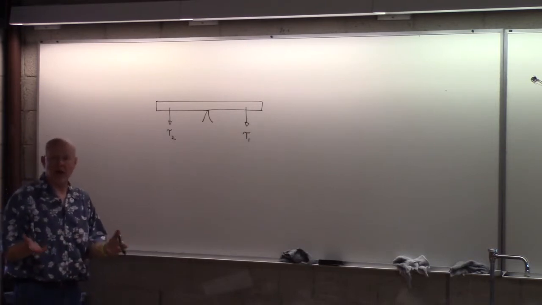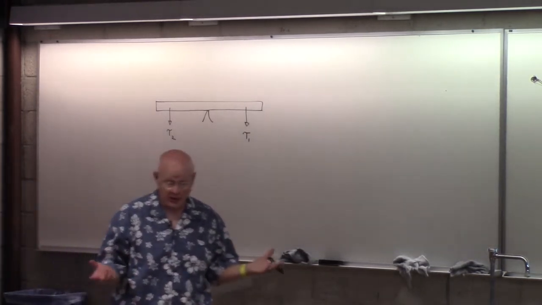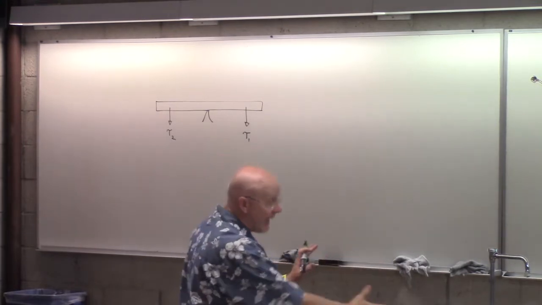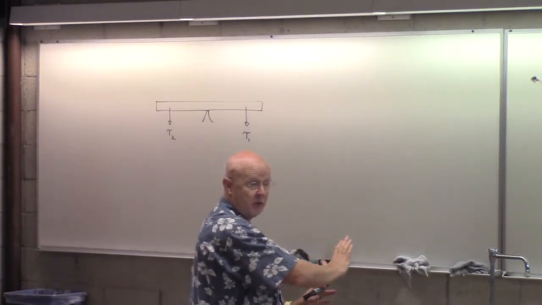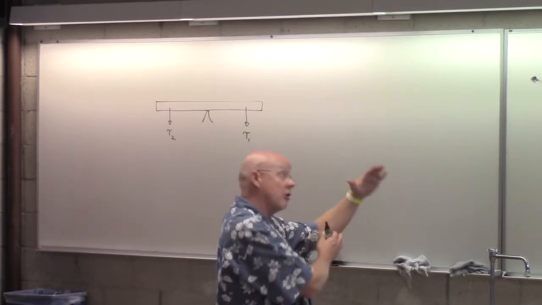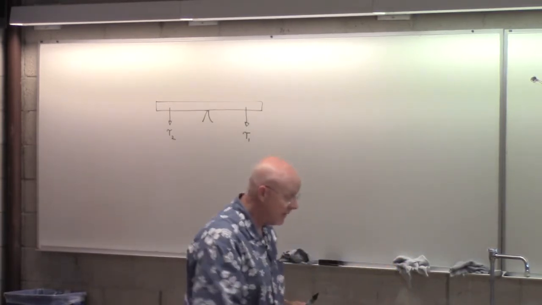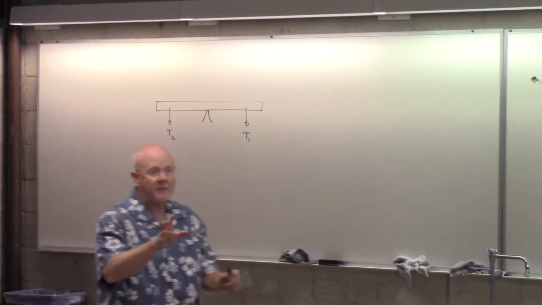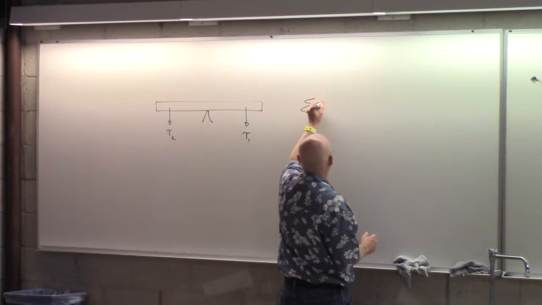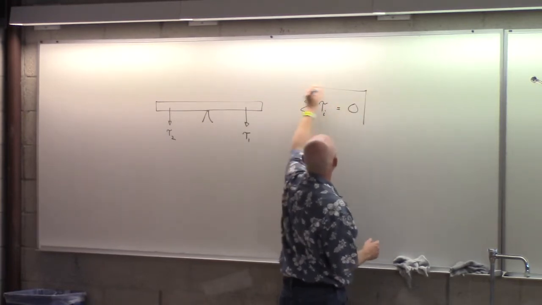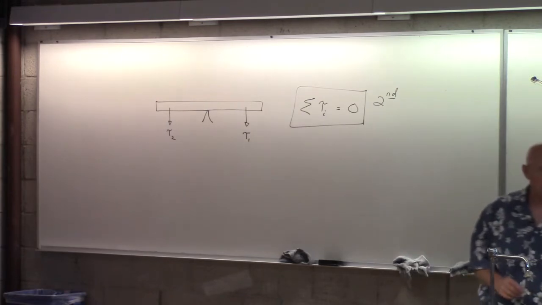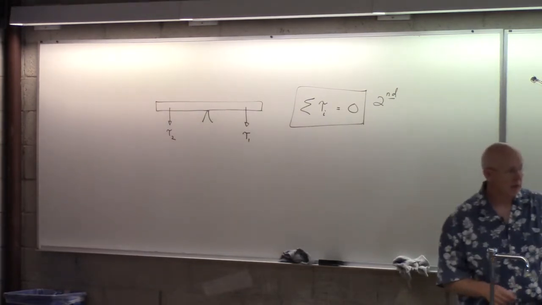We can pick one direction positive and one direction negative. Just like an x-axis, traditionally to the right is positive. Traditionally, counterclockwise is positive and clockwise is negative. You probably remember that from your trig class. You've got the axis of your trig functions, and as they go counterclockwise, it's positive, and as you go clockwise, it's negative. I'm not saying we have to stick to that, but what I am saying is we need to pick one as positive and one as negative. And so if I were to add up all the torques, I should get zero. And so this is what your author says is condition number two.